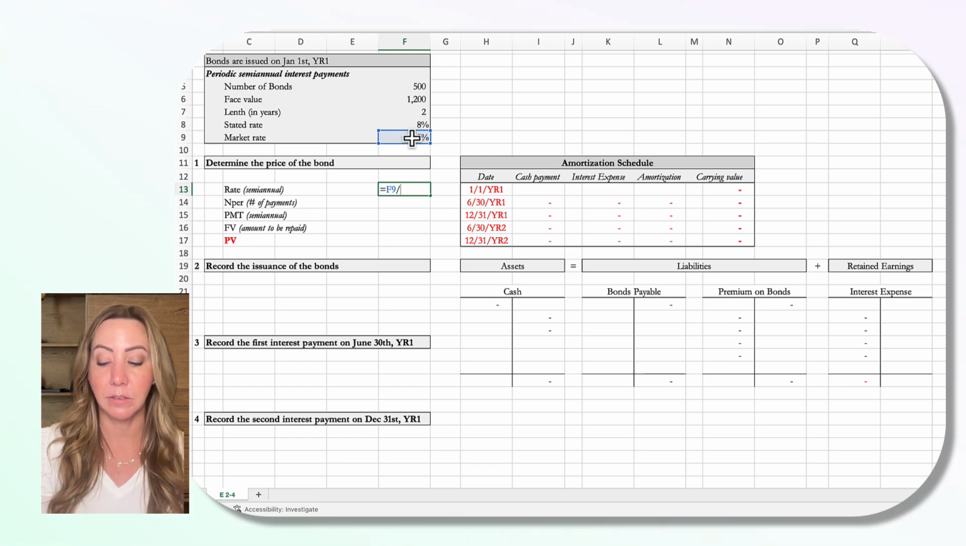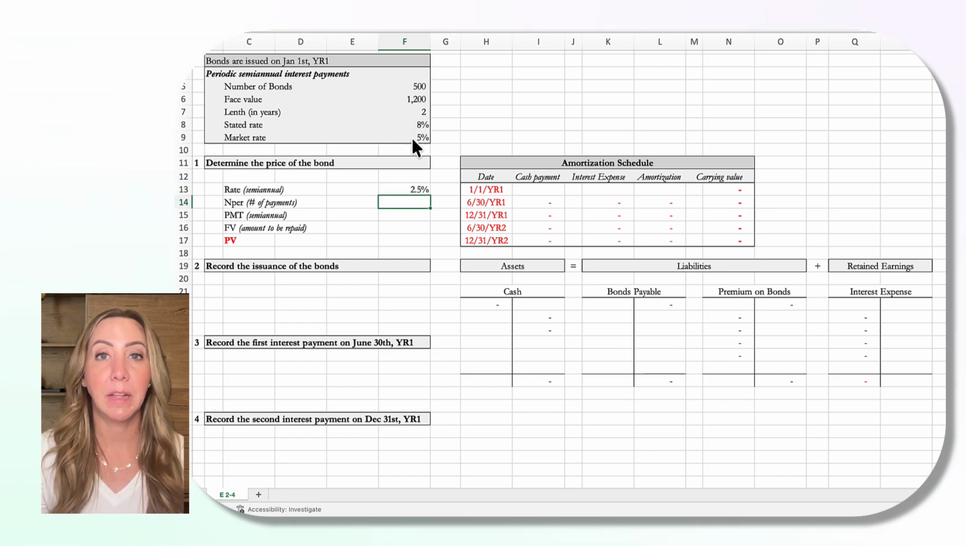So I'm going to halve this interest rate right now. And I'm going to fill out the number of periods by referencing this 2-year and multiplying it by 2, because 2 payments per year for a total of 4 interest payments.